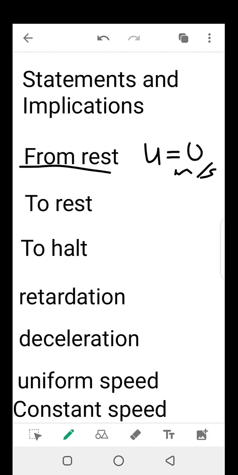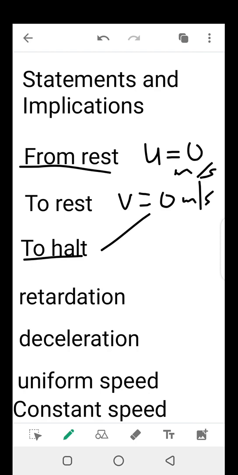They can also tell us that a body goes to rest. If a body goes to rest, that means the body is no longer moving. That means its final velocity equals 0 meters per second. And another synonym of rest is when they say a body goes to halt. A body goes to halt, that means the body goes to rest. It's still the same thing as V equals 0 meters per second.